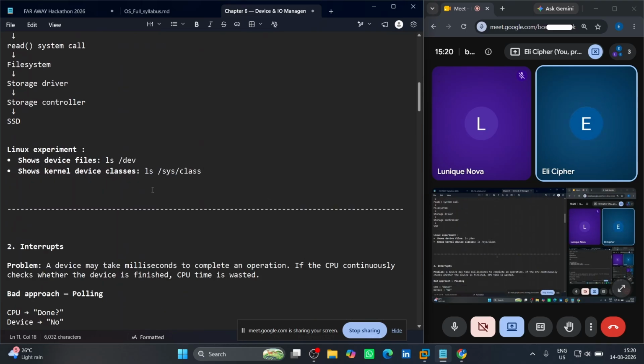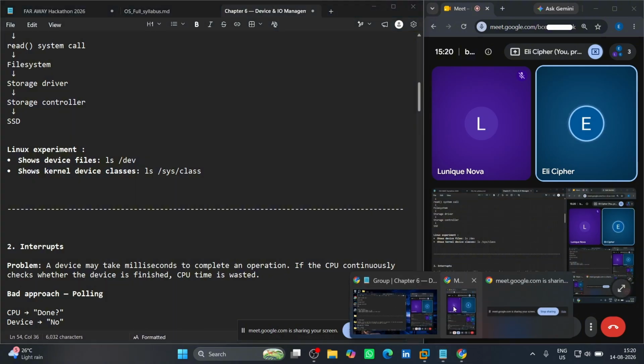Okay, now here are a few practicals: show device files and show kernel device classes. Let's take a look at it. Where is it?